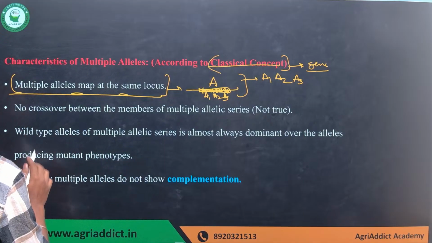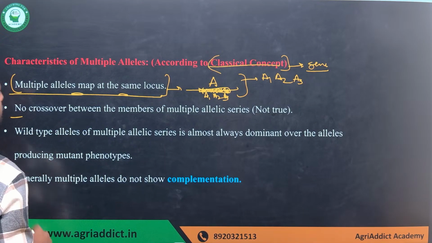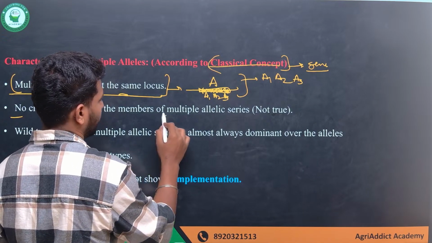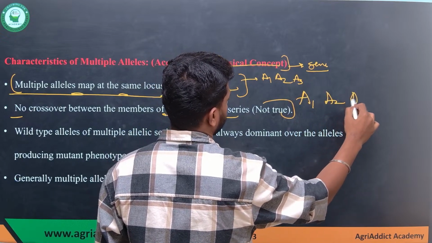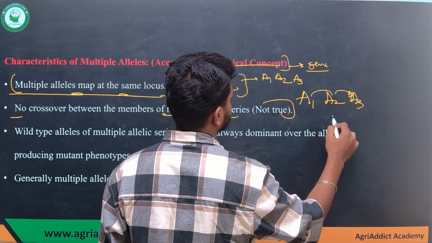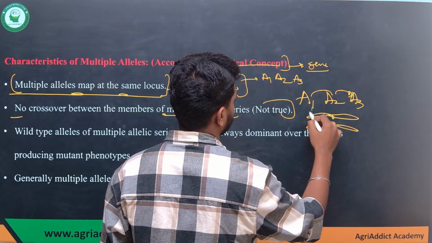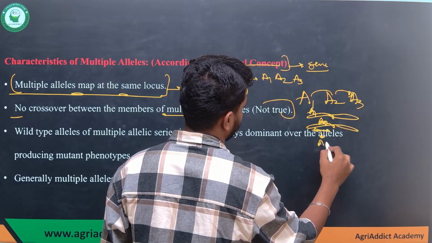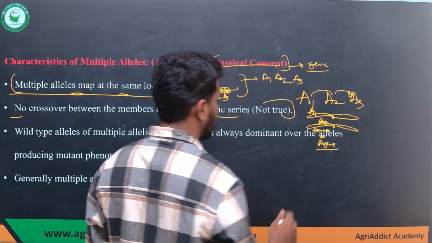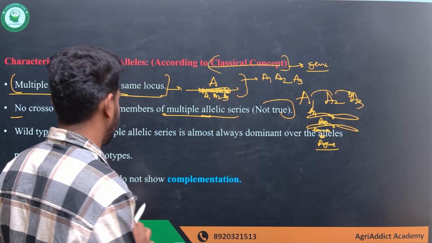Even this is true till now. And next, no crossing over between the members of the multiple alleles. That means between A1, A2 or A3 there would be no crossing over. If this is a homologous chromosome, and A1 and A2 are actually alleles of the same gene A, it was assumed that there is no crossing over within the multiple allele series.